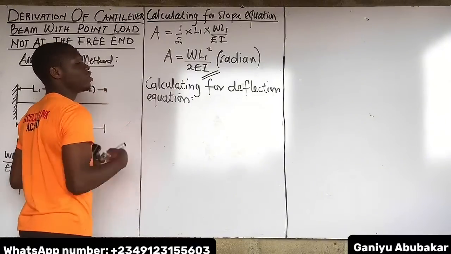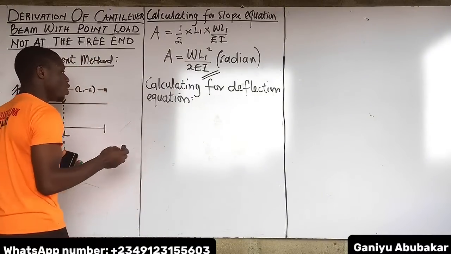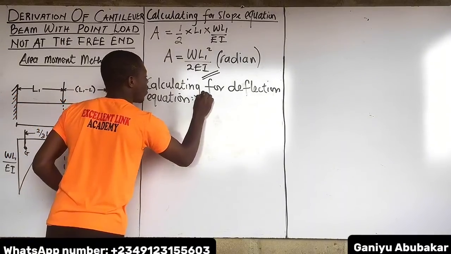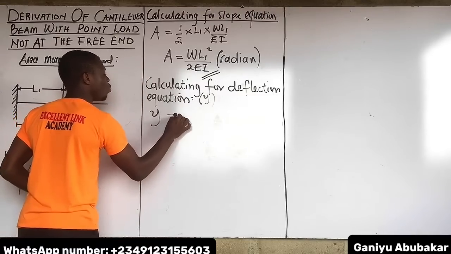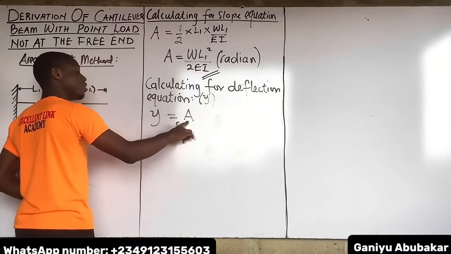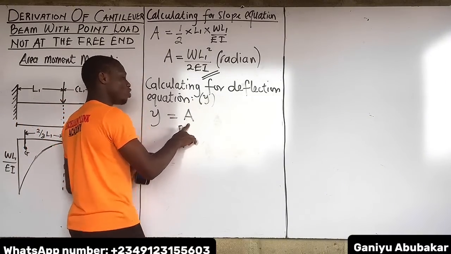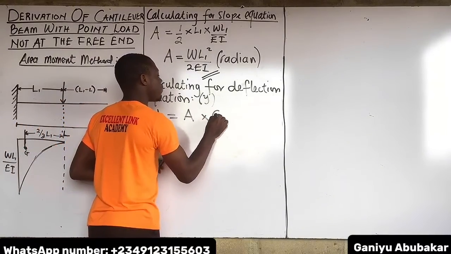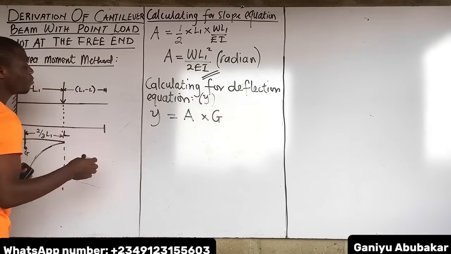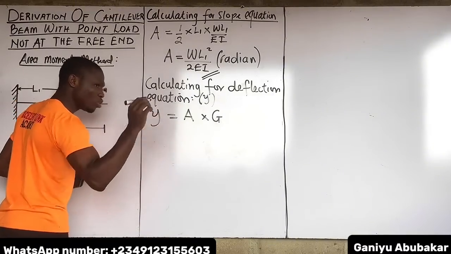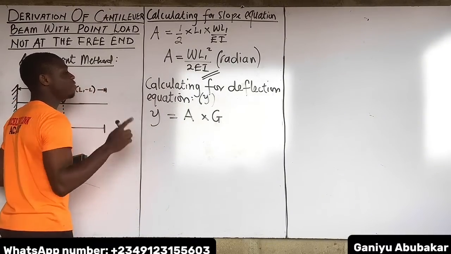How do you get your deflection equation? The task is simple. When it comes to deflection, that's y. We all know it's y. So what's y? Y is equal to the slope equation times the center of gravity. So now, without wasting much of our time, just note this one.